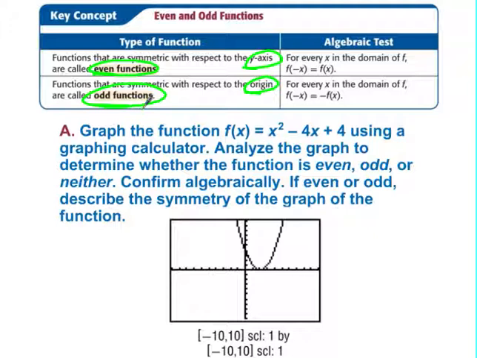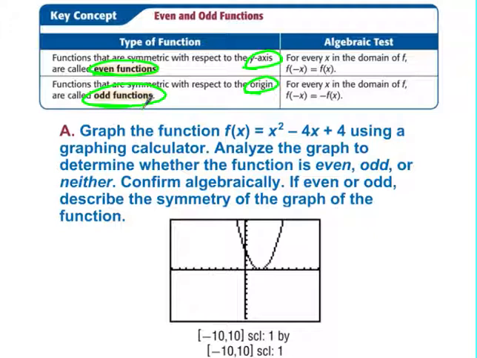So now, get out your graphing calculators. Notice what it says to do on the board. Graph the function f of x equals. Okay, now you've graphed before. You've used GeoGebra and you've used the online graphing calculator. So now you're going to learn how to graph using your graphing calculator.